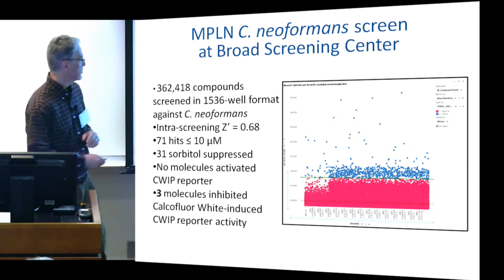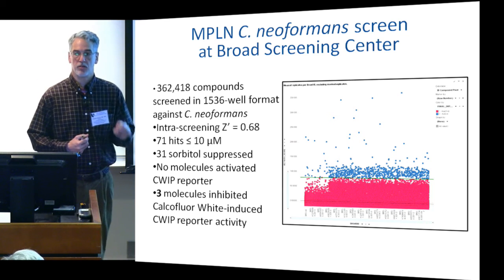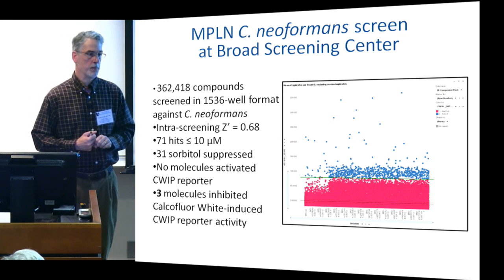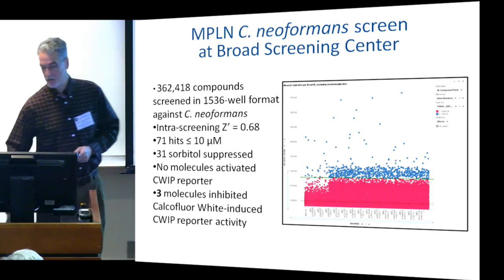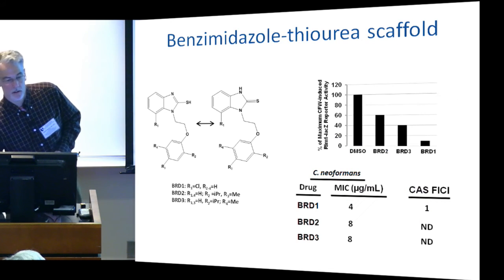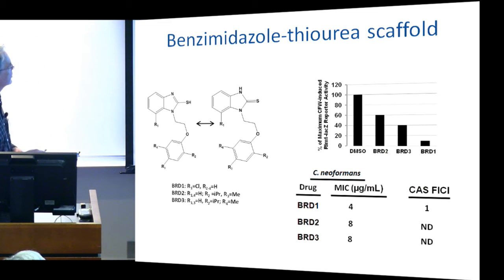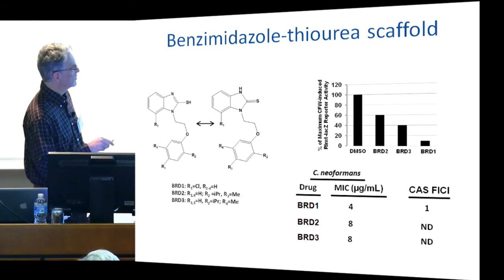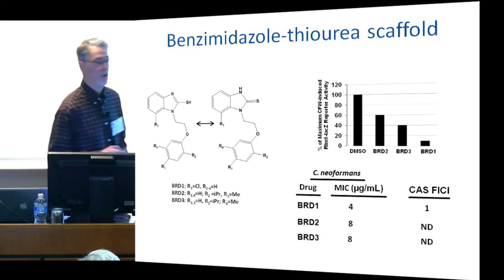What we did find was 3 molecules that inhibited the calcofluor white induced activation. And they were all from the same class. They looked like this. They were benzimidazole-thioureas. It turns out this tautomer is probably the right one.